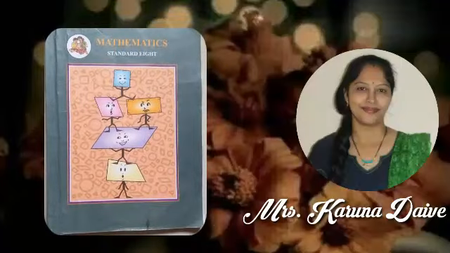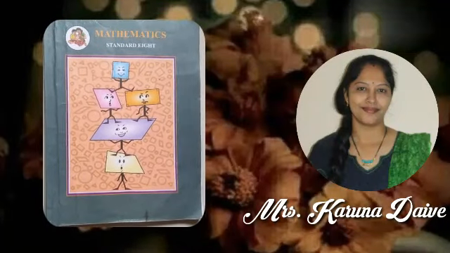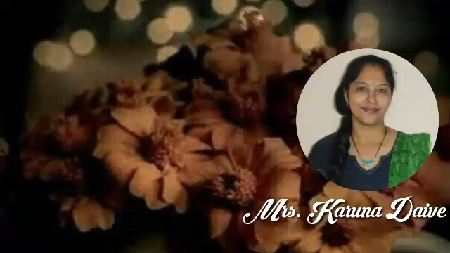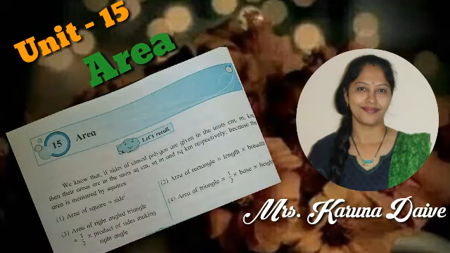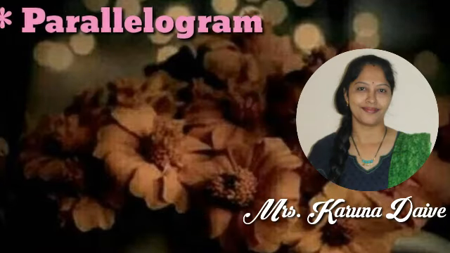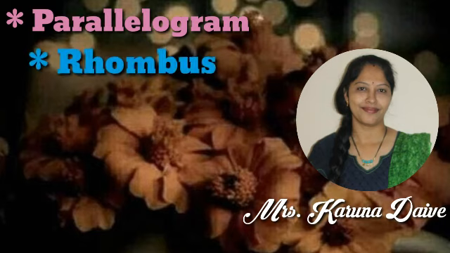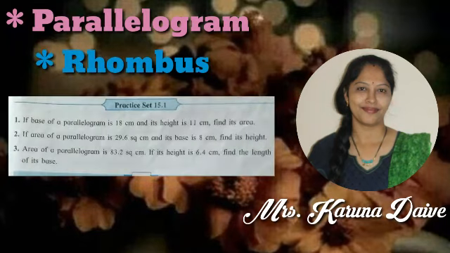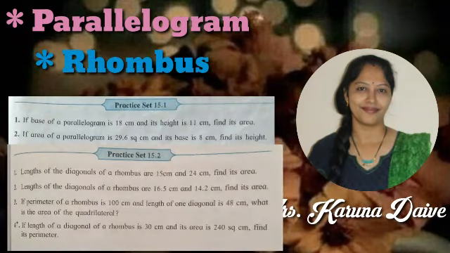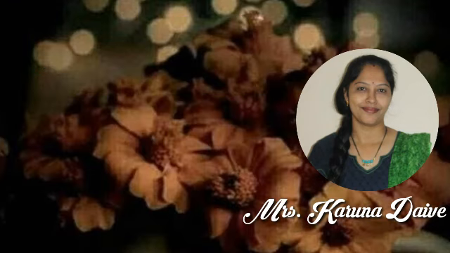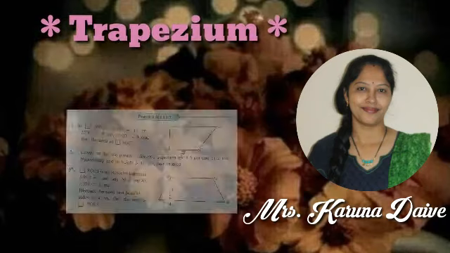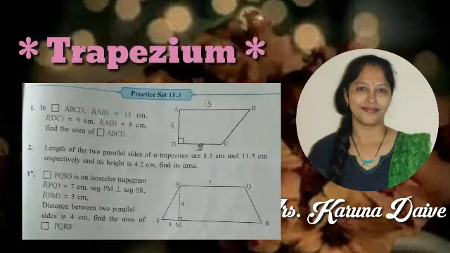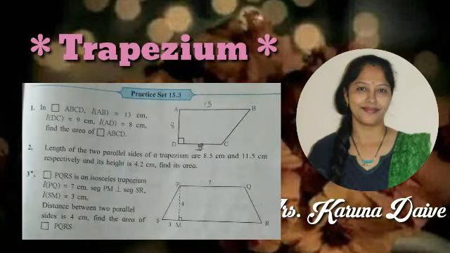Once again, I am here for the 8th standard mathematics of State Board for English Medium students. Friends, in our last lecture, we already started our unit number 15, that was area. In that, we learned about the concept of parallelogram and rhombus in practice set 15.1 and 15.2. But now it is time to learn a new concept from geometry, that is area of trapezium, in practice set number 15.3. So let's start it.